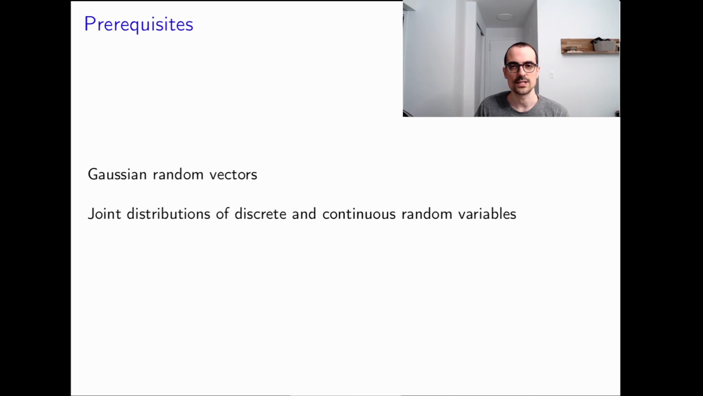The prerequisites are Gaussian random vectors and joint distributions of discrete and continuous random variables. We're going to talk briefly about Gaussian random variables and Gaussian random vectors at the beginning to try to make this as self-contained as possible.